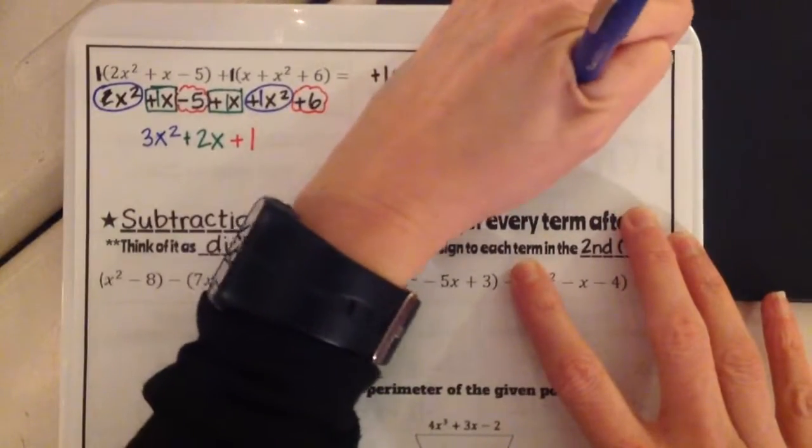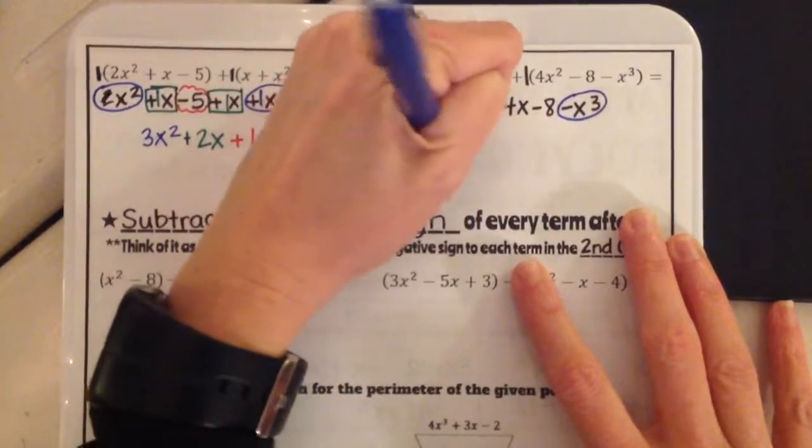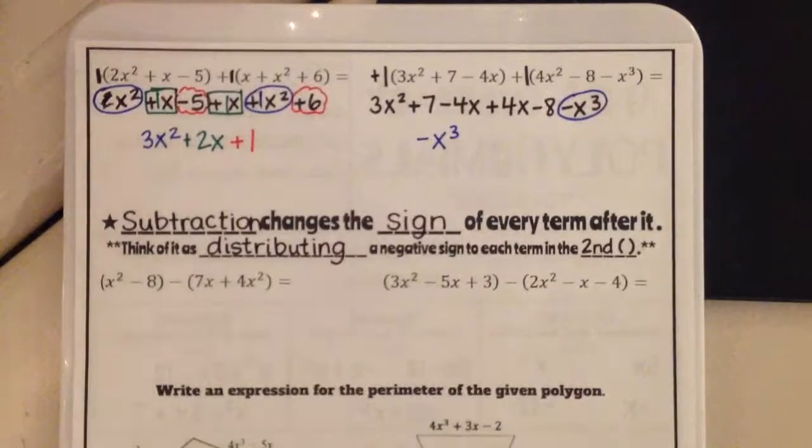Since I'm multiplying here by a positive 1, I can bring down positive 4x squared minus 8 minus x to the third. Okay, now I'm going to start looking for my highest exponent number, and that is x to the third. I have right here. I see no other x to the third, so I'm going to go ahead and bring this negative x to the third down to my final answer. So I know I have negative 1 of my x to the third terms.